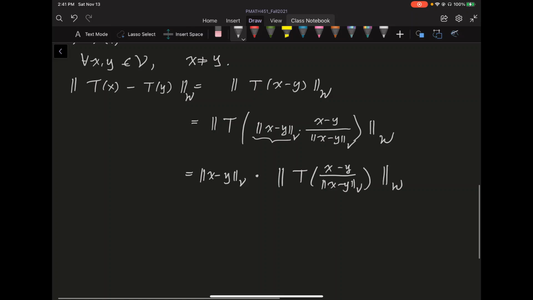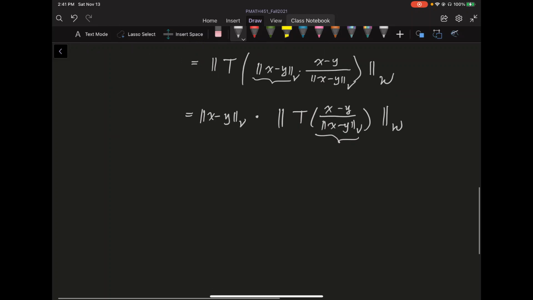All right, so now if we look at what we have here, you have a vector divided by its length. So this is a unit vector. The norm of this is equal to 1. So you're evaluating T on a vector with norm equal to 1. Well, you know it's going to be bounded above by the operator norm of T. So, let's change the sequence. It's less than or equal to the operator norm of T times the norm of x minus y.